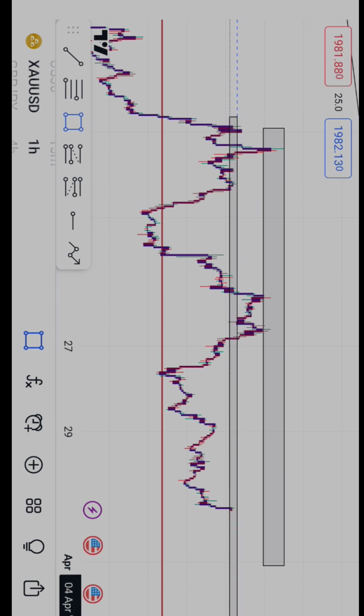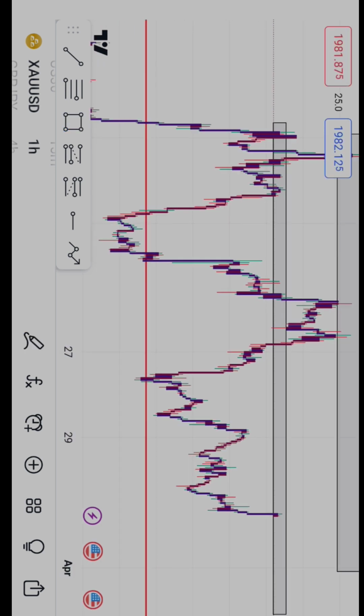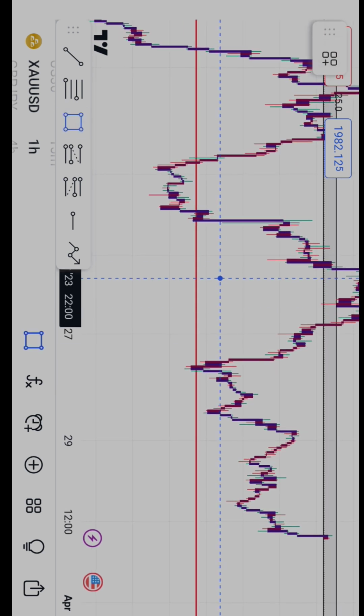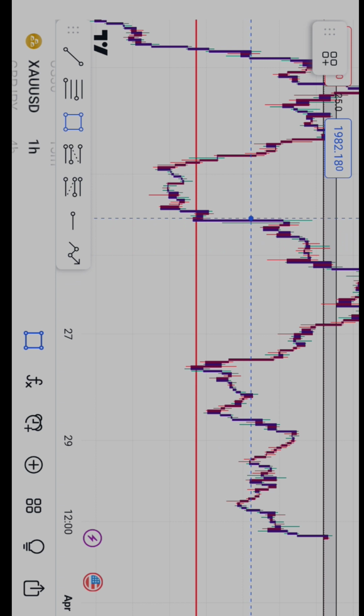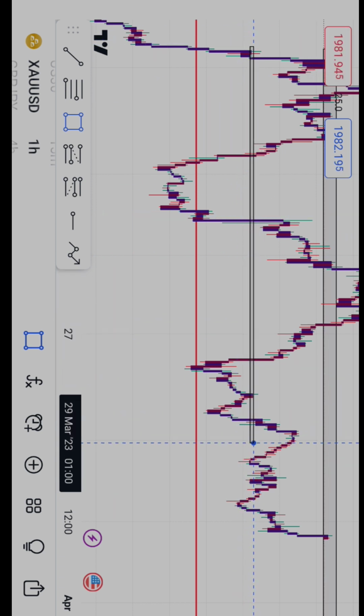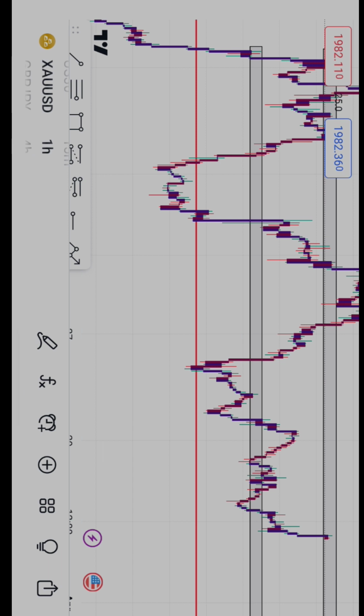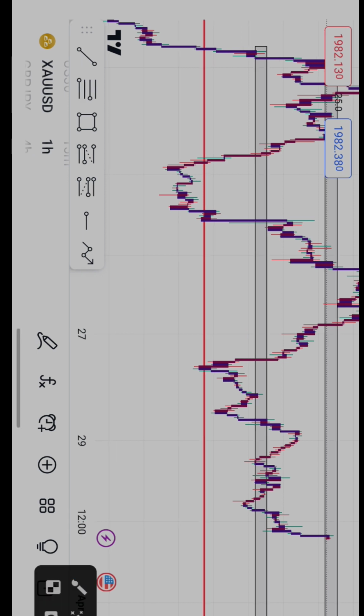Where price is at the moment. Currently, price is there. This level over here is now a resistance. It's a majorly touched level. Let me show you why I actually consider that level.